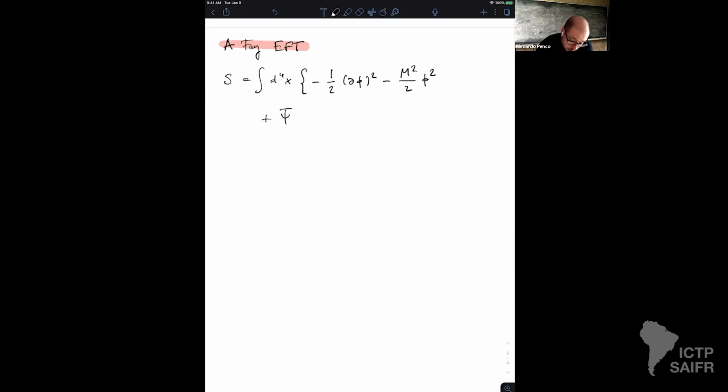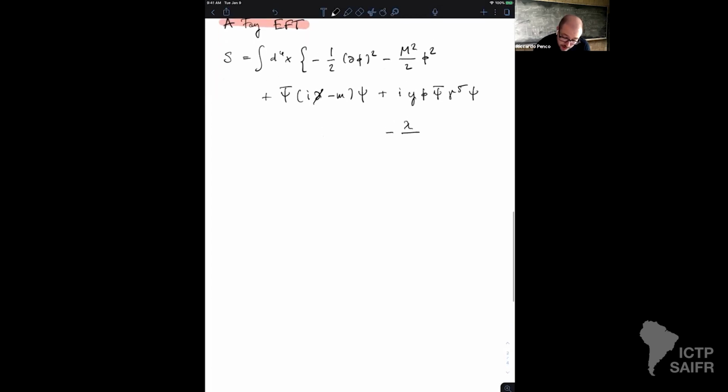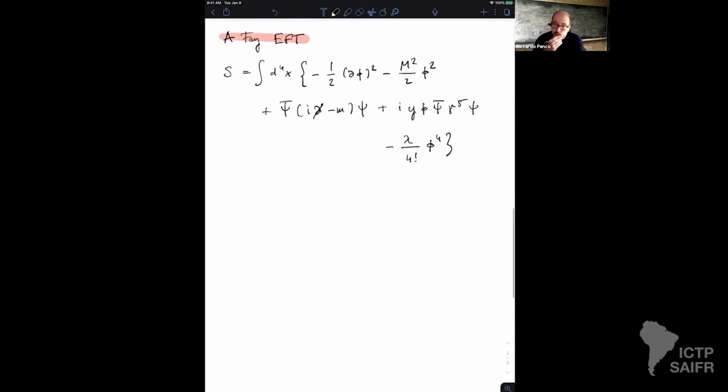I'm going to call little m the mass of the fermion. And so this is going to be, for those of you that know the difference, a Dirac spinor, just for concreteness. And then I will have a Yukawa type action between the spinor and the scalar with a factor of gamma 5 there, and a quartic self-interaction for the scalar. All right. So this is the action we'll be playing with today.